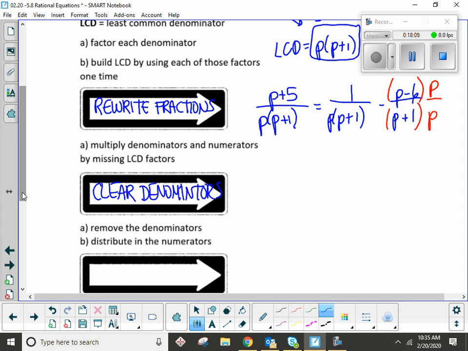We're going to distribute it in just a second. In fact, that's this B step right here. So step A says remove the denominators, okay? So you're really just going to get rid of those.